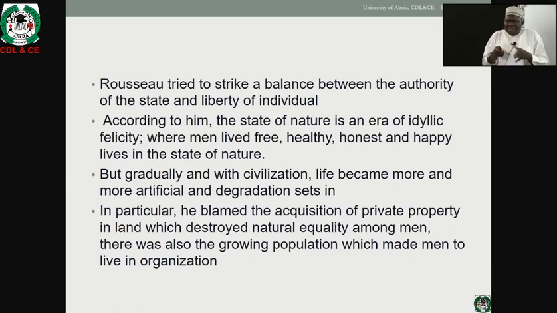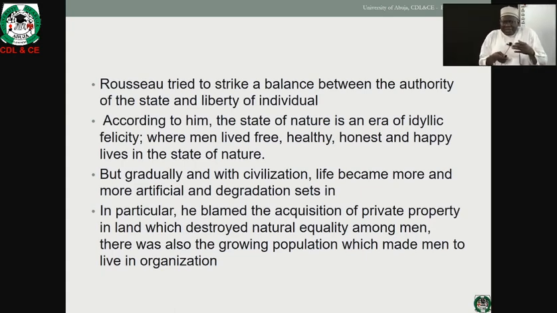Rousseau said he's in agreement with the principles of Locke, who sees peace, harmony, and cooperation among the inhabitants of the state of nature. But Rousseau said the difference in the state of nature started with civilization. In particular, civilization brought about the acquisition of private property in land.